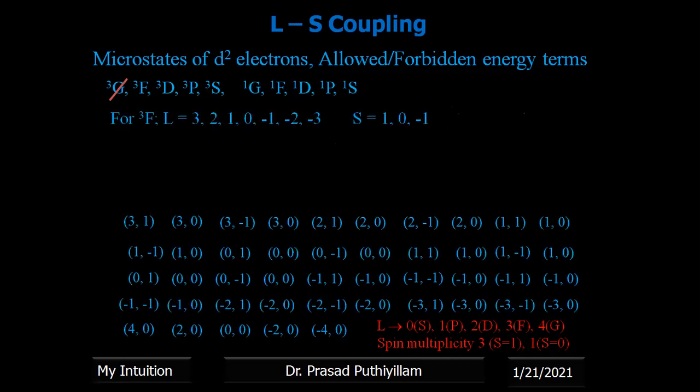Therefore that term we cannot use for writing the spectroscopic term as such. Therefore we'll have to skip that one. Then next one we'll check 3F. The 3F means L equal to 3, therefore 3, 2, and so on down to minus 3 values; the spin multiplicity value is 3, therefore S is equal to 1, 0, minus 1.